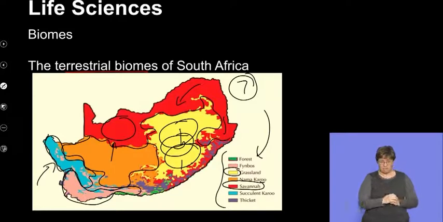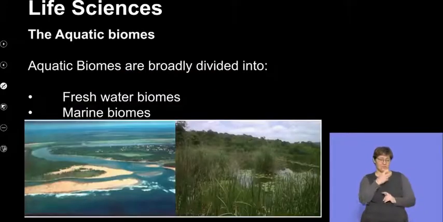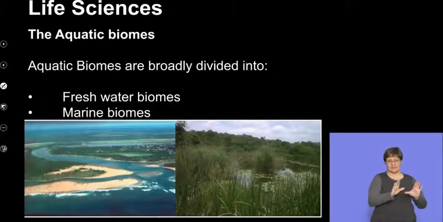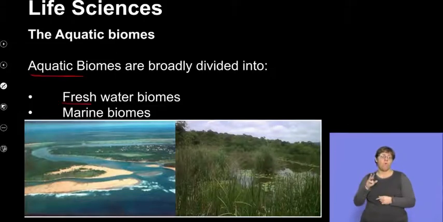If we go further, we can see scatters of these purple areas called the thicket biomes, along the eastern coast of South Africa. We also need to recognize that we have forest biomes along the eastern coast. So guys, these are the 7 different terrestrial biomes. We also need to refer to the aquatic biomes, which are made up of either freshwater biomes or marine biomes.